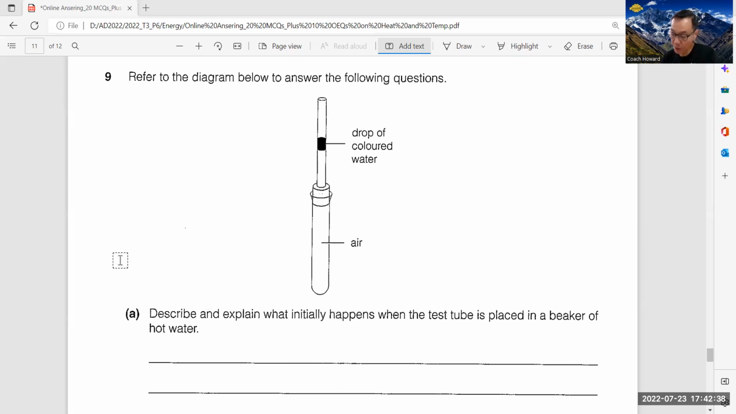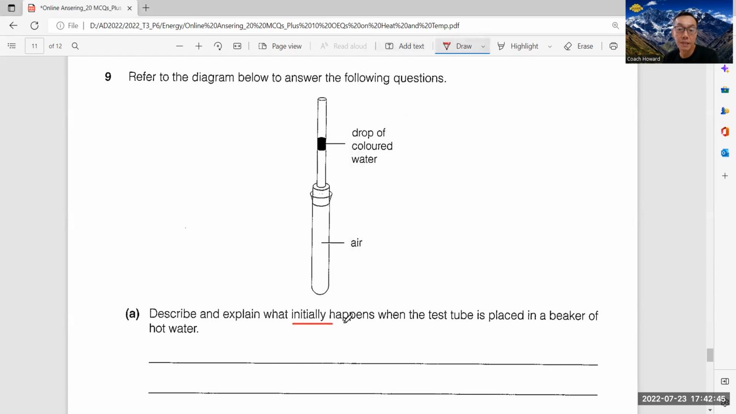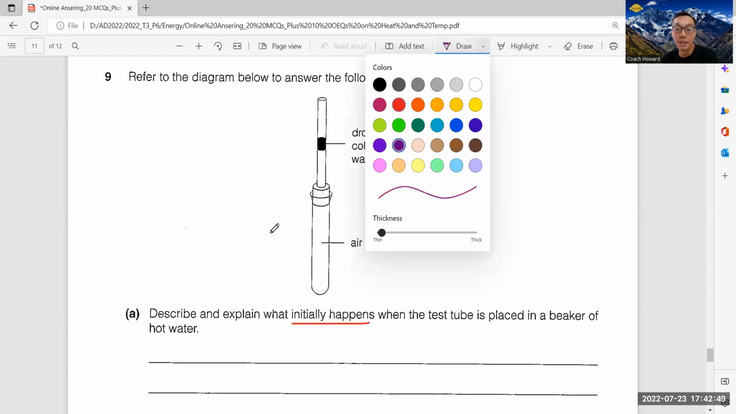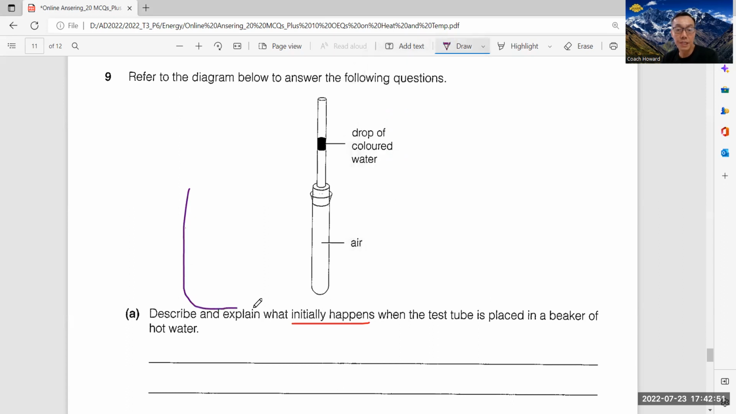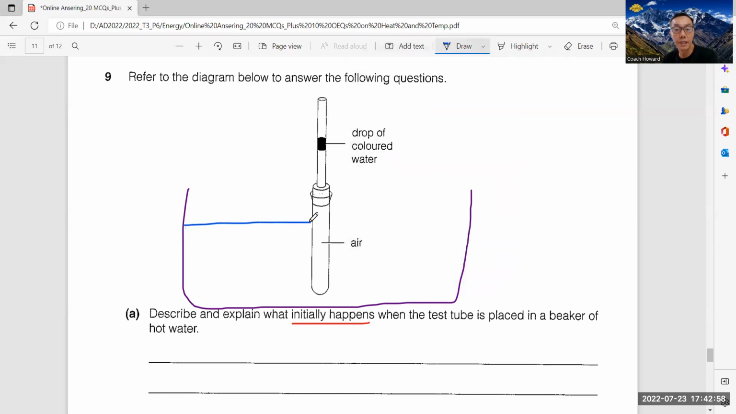That means you must mention what you will observe. Initially, means at first. So let me explain this. What you draw is, you can try to annotate this in a beaker, right? So there's water inside. Okay, the water inside here. And maybe it's hot water, right? You say hot water, right? Okay, maybe it's at 81 degrees Celsius.